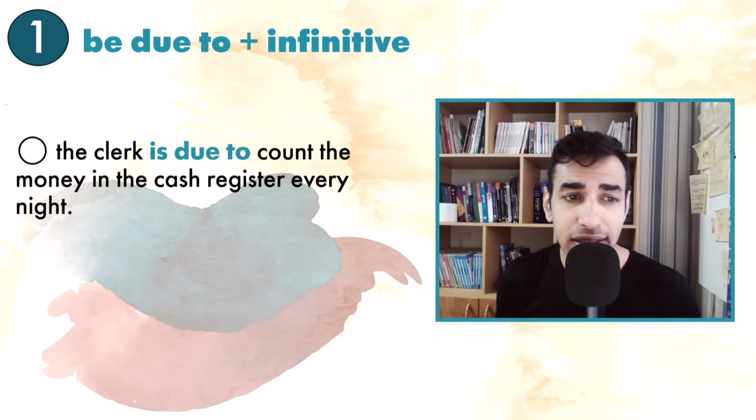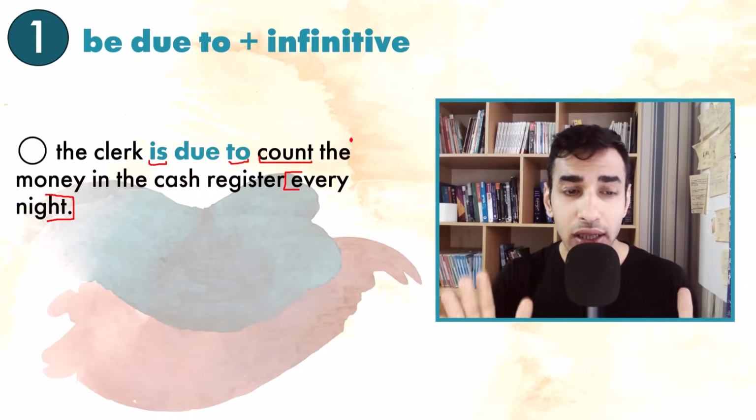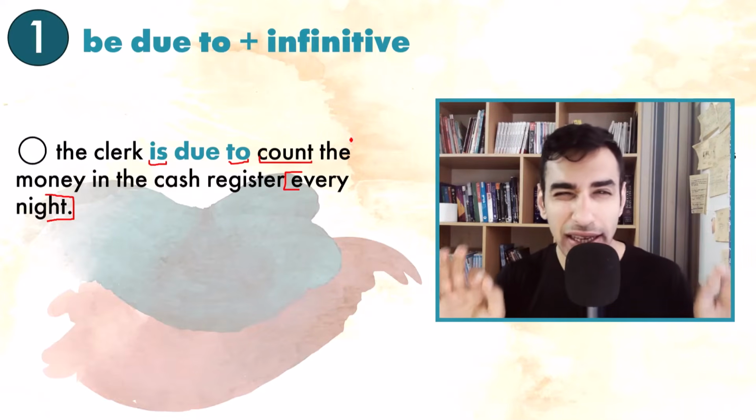Let's read the first example. The clerk is due to count, infinitive form of verb, the money in the cash register every night, and this is my time expression, every night. When is the clerk due to count the money? Every night. The clerk is due to, be due to, my future structure, near future, count the money. Now the meaning, the clerk is due to, it means she is expected to.